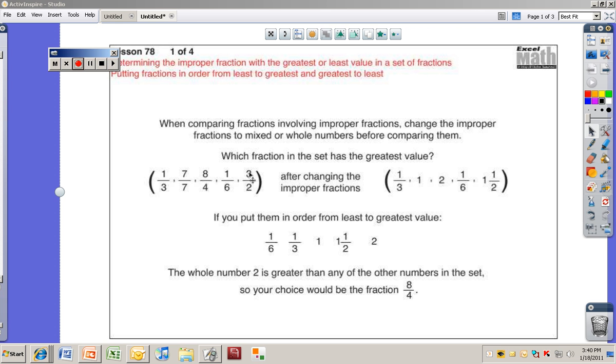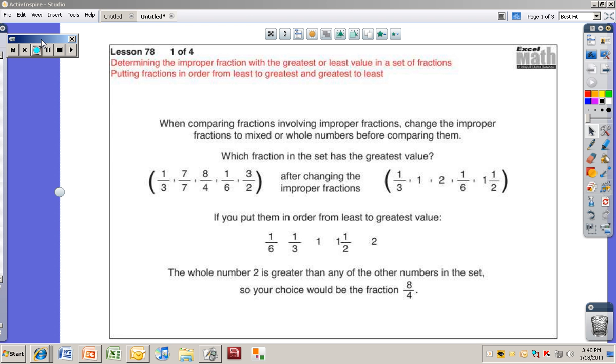Fifth grade Excel, lesson 78. Determining the improper fraction with the greatest or least value in a set of fractions, putting fractions in order from least to greatest and greatest to least. When comparing fractions involving improper fractions, change the improper fractions to mixed or whole numbers before comparing them.